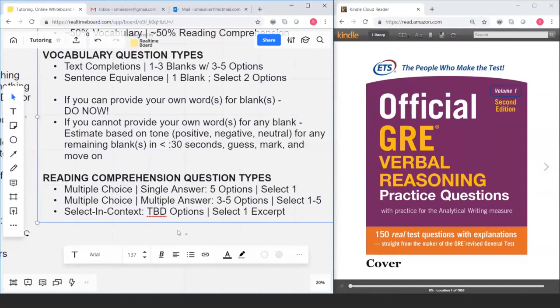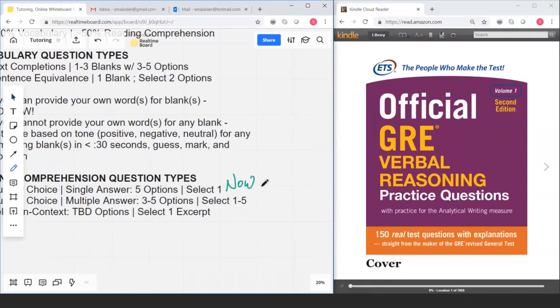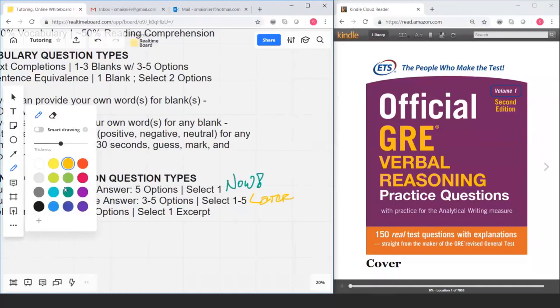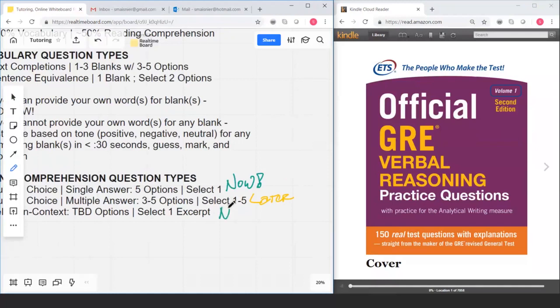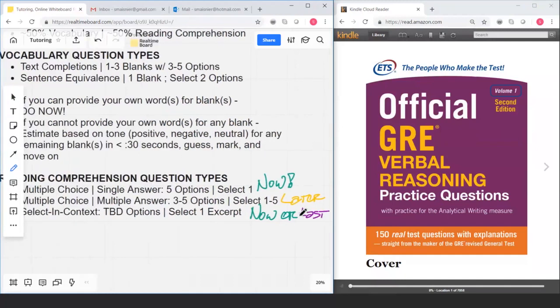So your multiple choice single answers, by default, you want to do now. The multiple choice multiple answers, these by default are going to be later because they're detailed questions. You can't process of elimination. You have to be very, very diligent and focused to get those right, and they don't give you extra credit because they're multiple choice multiple answers. And then these select in context, these are either going to be now or they're going to be last, because you either know exactly what it is in the passage, the thing they're asking for, or you've got to read the whole passage again.